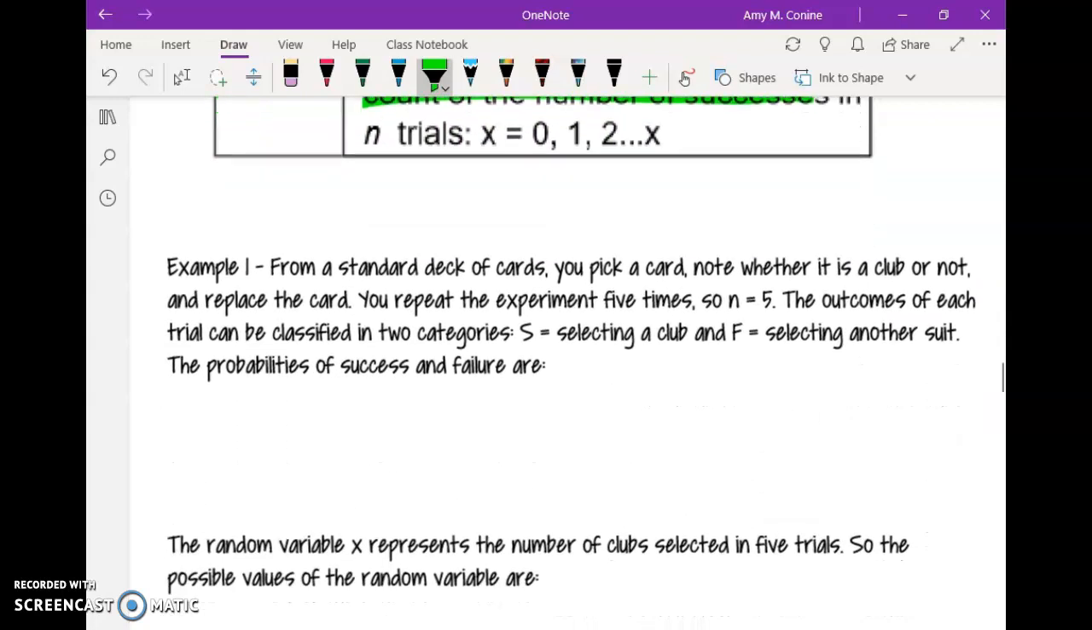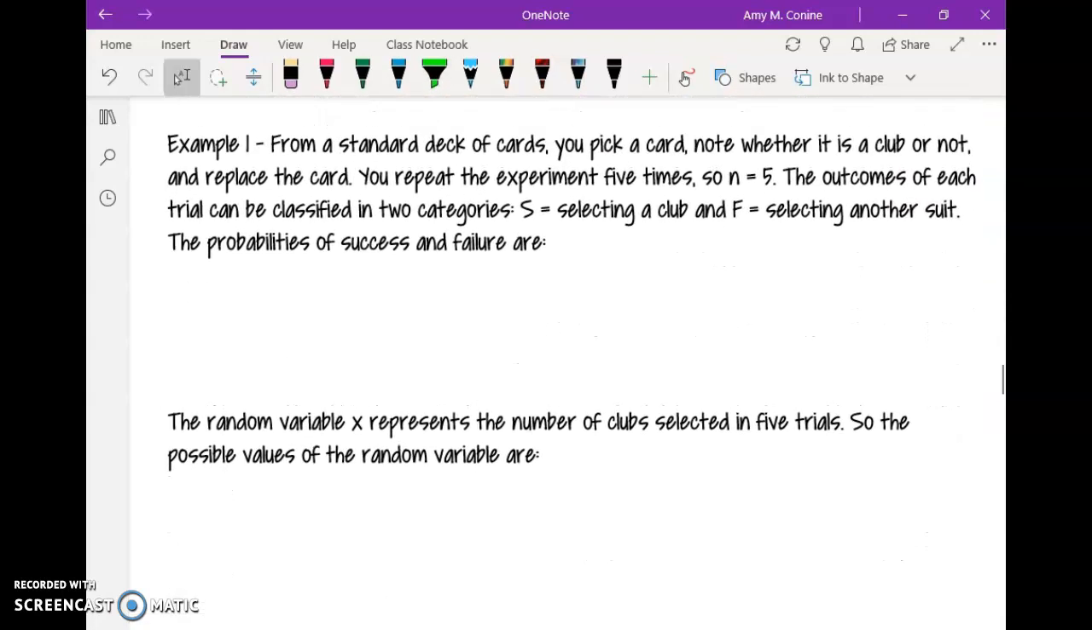So looking at example 1, from a deck of cards, you pick a card, note whether it is a club or not, and replace the card. You repeat the experiment 5 times. So N equals 5. The outcomes of each trial can be classified into categories. You've got success, selecting a club, and failure, selecting another suit. The probabilities of success and failure are, and so we're going to go ahead and do that.